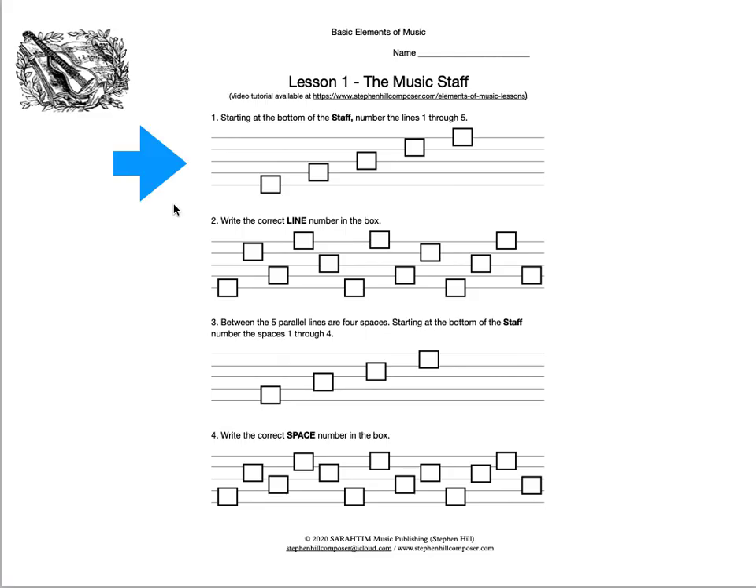So number 1 for the worksheet, this box is sitting on line 1. Number 2, this box is sitting on line 1, and this box is sitting on line 1, 2, 3, 4. And don't be afraid to start at the bottom and count up. Give yourself a pattern to follow. Number 3, the spaces. This box is on space 1. And number 4, this box is on space 1, and this box is on space 1, 2, 3.